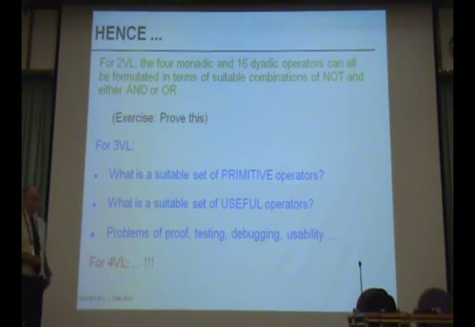What's a useful set? That's not the same question. As you've seen in two-valued logic, you don't need both AND and OR, but it's useful to have them both. That's an ergonomic question. There are plenty of problems of proving that what you've done is complete, testing, debugging, usability questions, among others. These are questions I have never seen advocates of nulls even raise, let alone answer.